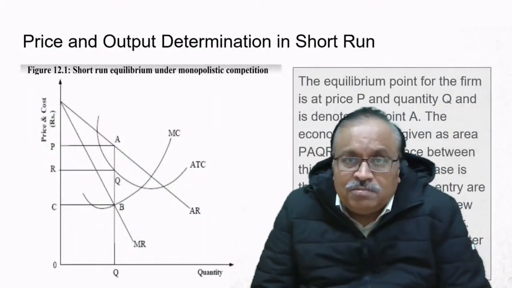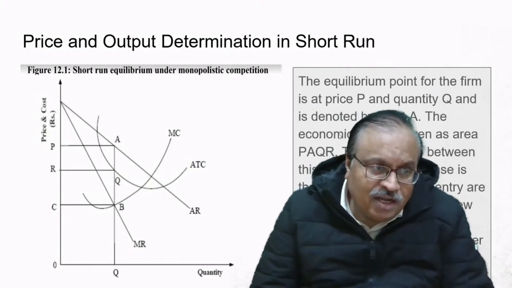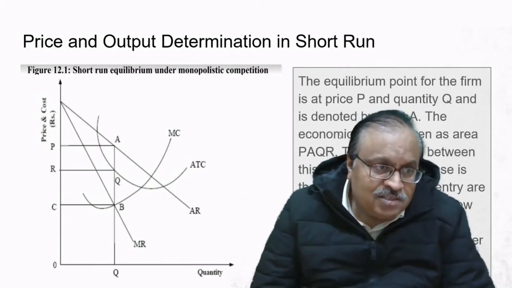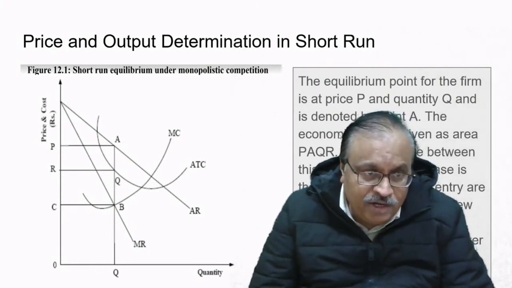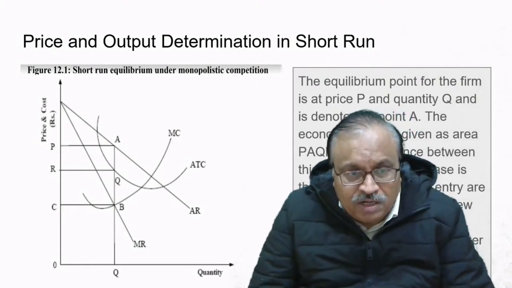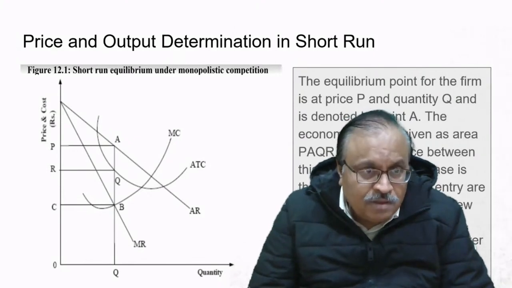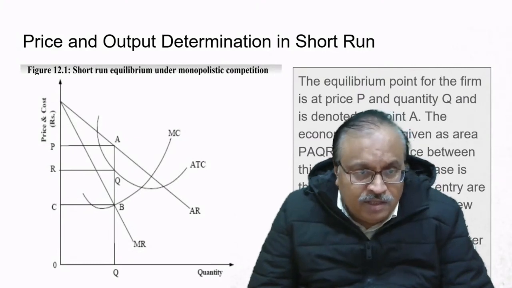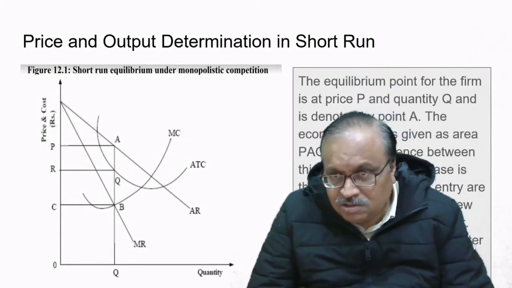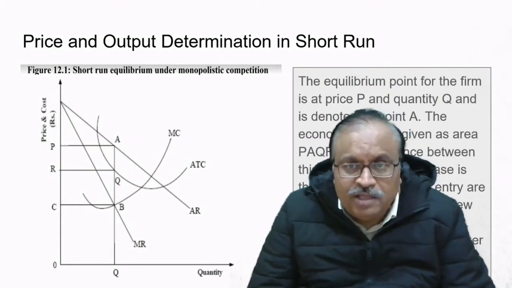Price and output determination in the short run. So let's look at the graph. On the x-axis, it has price and cost. On the y-axis, it has quantity. Then we have two demand curves, AR and MR, average revenue and marginal revenue, and then marginal cost and average total cost. So let us explain this a bit.